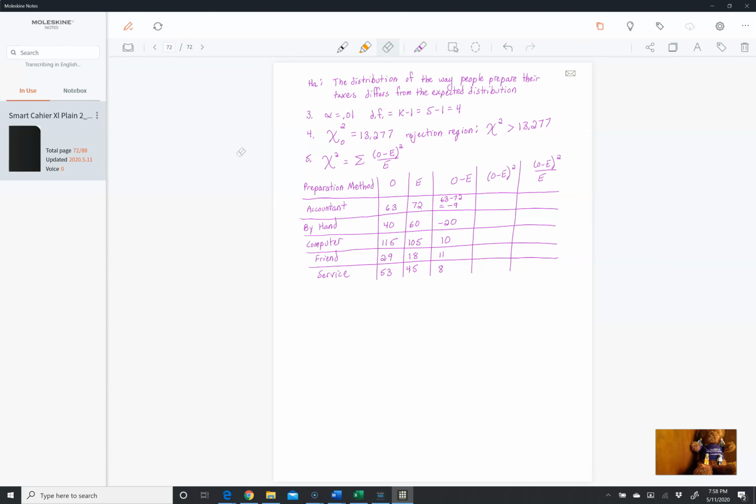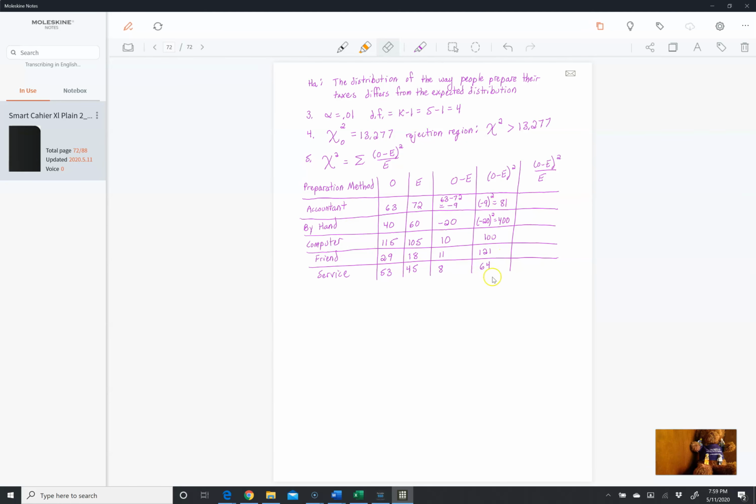Now we do O minus E squared. Okay, when you do this, you should get a positive number. That -9 has to go in parentheses, okay? These are all positive. So we get 81. I'll do this again. -20 goes in parentheses. So we get 400. For this one, we get 100. Then 121. And then 64. So we're taking this column here and we're squaring it.